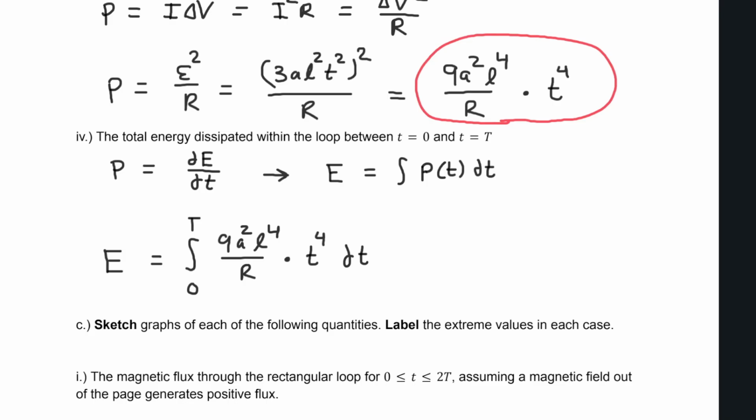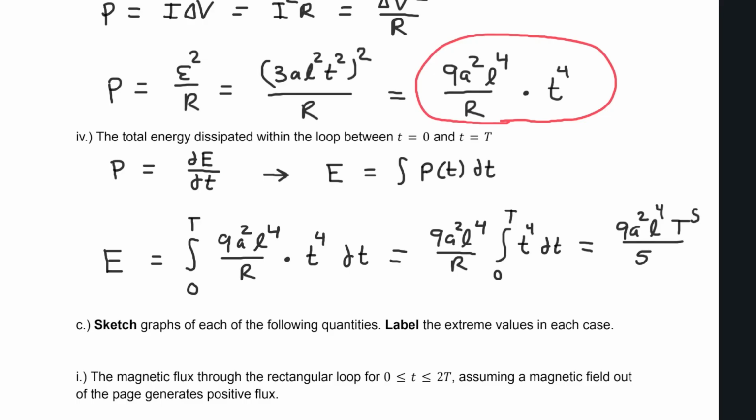And this looks like a mess, but really 9A, L, R, all those are constants, so those don't matter. So we're just going to get 9A squared L to the fourth over R times the integral from 0 to T of T to the fourth dt. And this antiderivative is just T to the fifth over 5. Basic power rule. Nothing weird happening with the lower limit, so this just becomes 9A squared L to the fourth, and then we get our capital T to the 5 over 5 also tacked onto this.